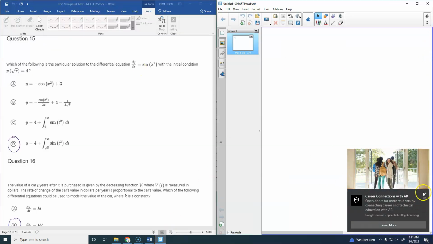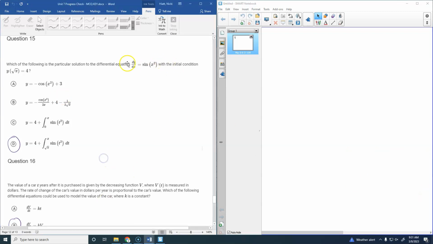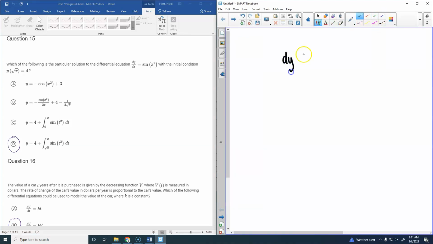All right, so for this one, they give you the differential equation and they give you this initial condition. But even if you do separate this, which you can separate pretty easily, you're going to get dy equals sine of x squared dx, and you integrate both sides, you are going to get y over here on this side, but over here, you are not going to be able to integrate that.